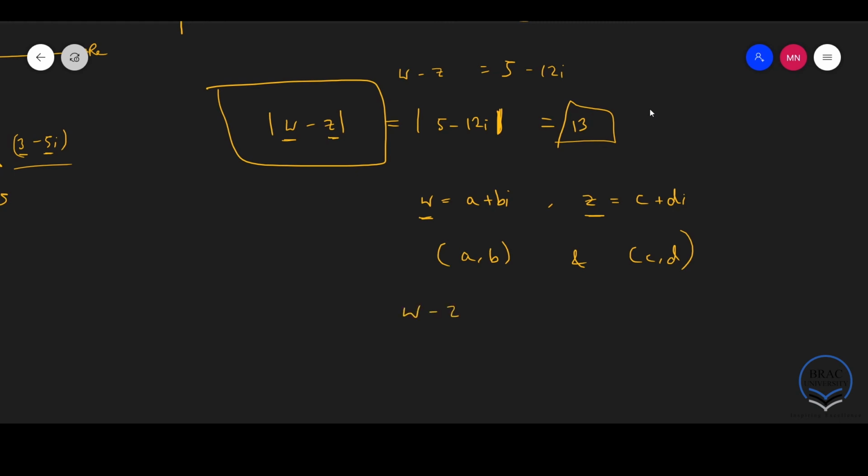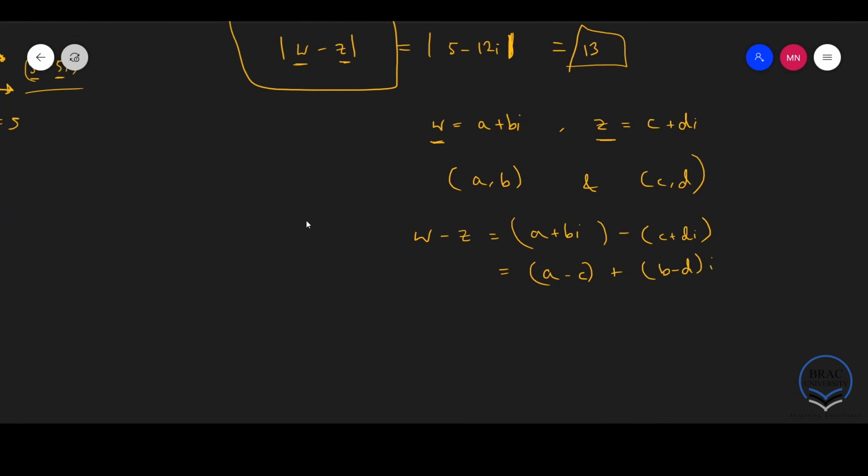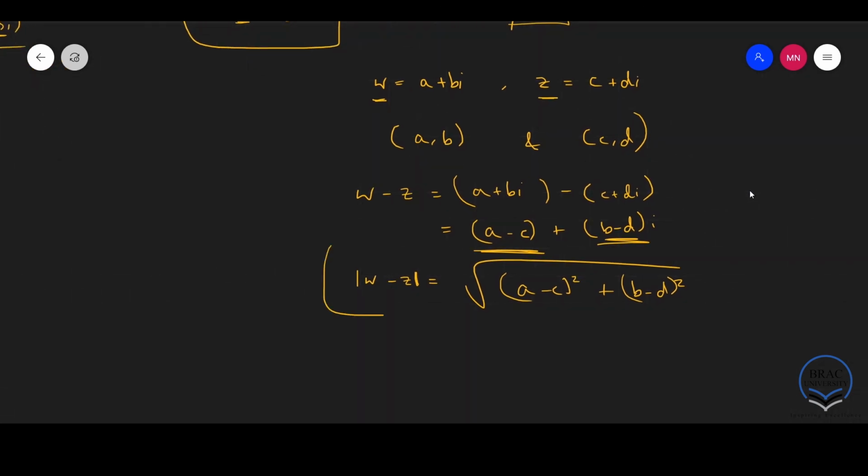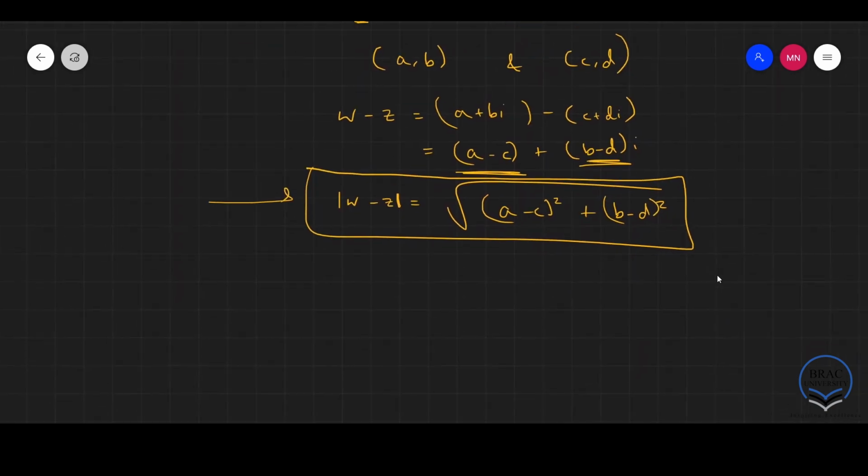So if we were to find w minus z, we have a plus bi minus, open bracket, c plus di. This is just equal to a minus c plus b minus d, i, right? So now if I were to find the magnitude of w minus z, then you can just see that we will have the square of this term plus the square of my imaginary part, right? So we will have a minus c whole squared plus b minus d whole squared, right? And as you can see, this is exactly like the distance formula. So we can also apply the distance formula for the complex numbers, right?